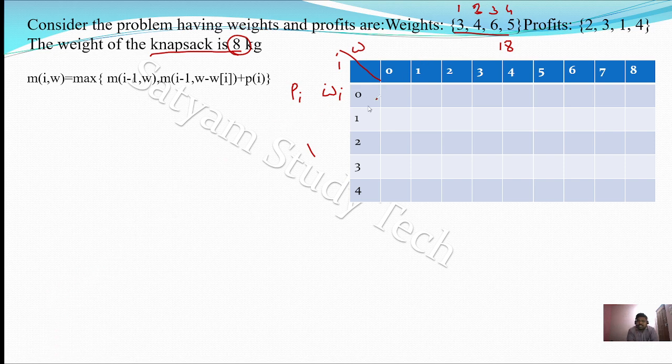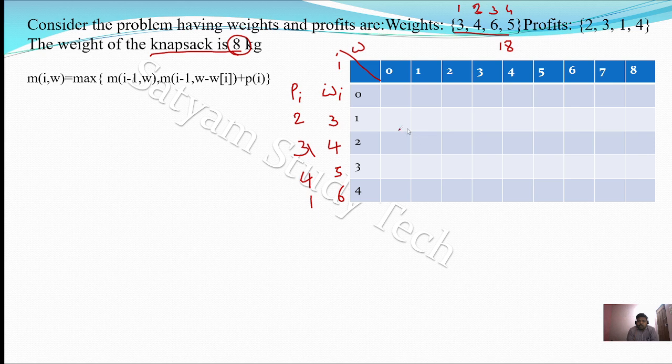Here the weights, you can take in ascending order like 3, 4, 5 and 6. Here it is 6, 5, but I am considering 5, 6. The profits are: the profit is 2, the profit is 3, if we consider the 5, the profit is 4, and here the profit is 1.